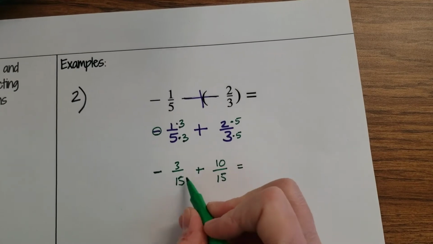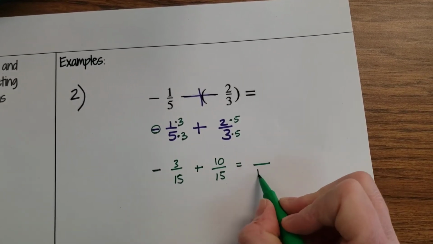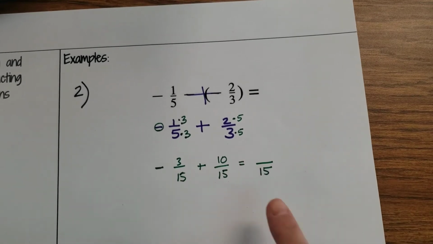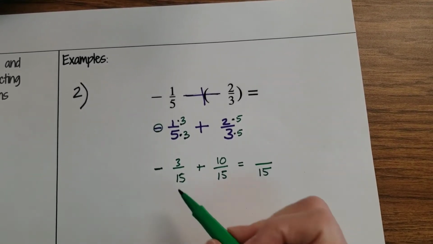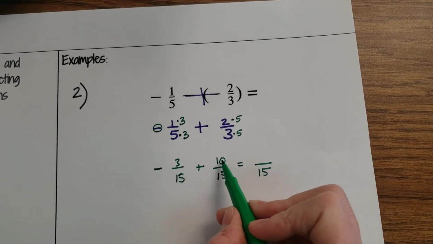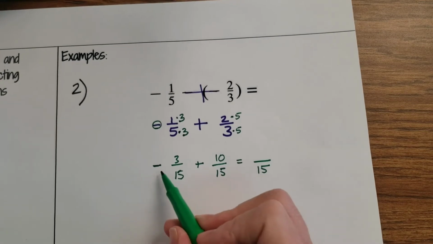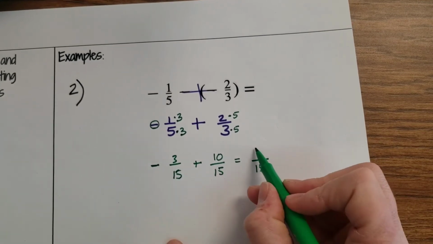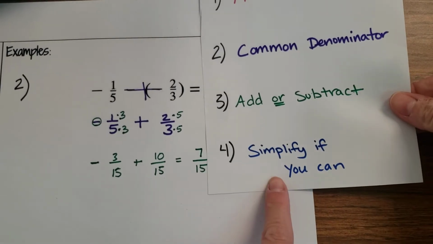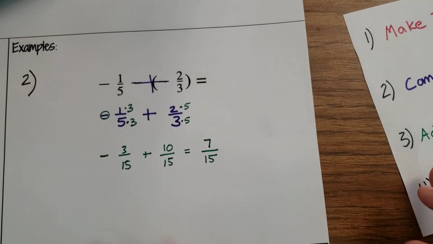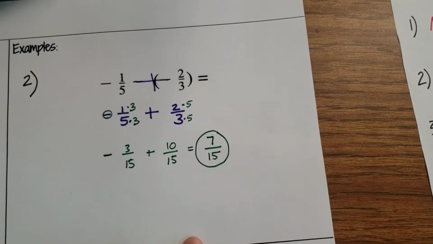So we're adding negative 3/15 to 10/15. We're still going to get 15ths. The denominator stays the same. It's talking about the size of the pieces here. The numerator is negative 3 plus 10. So again, use your calculator or you can use your number line. Negative 3 plus 10 is positive 7. Now you want to look and see if you can simplify. And in this case, 7 and 15 don't have a common factor other than 1, so we've got it, 7/15.